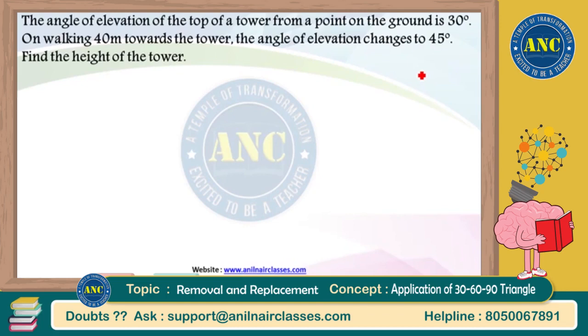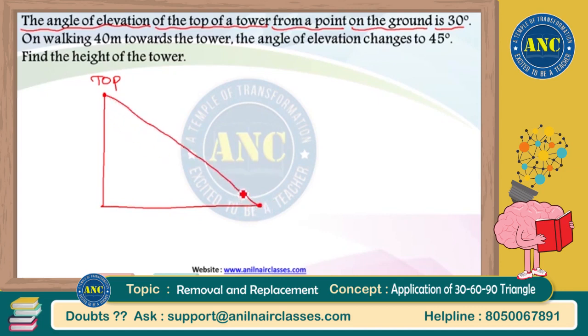Let us move on to my fifth question of heights and distances, and we will try to solve it using the ANC method. First let us read the question. The angle of elevation of the top of a tower from a point on the ground is 30 degrees. That means there is a tower, this is the top of the tower, and this is the ground. There is a point on the ground, and the angle of elevation is 30 degrees. It is exactly similar to my previous question. For your better understanding, I am solving it once again.